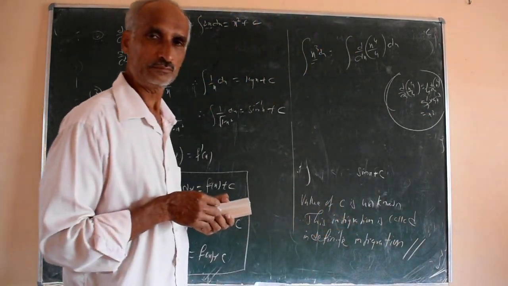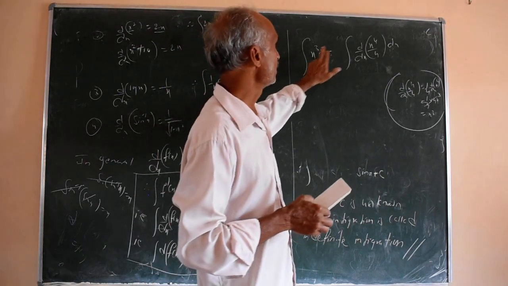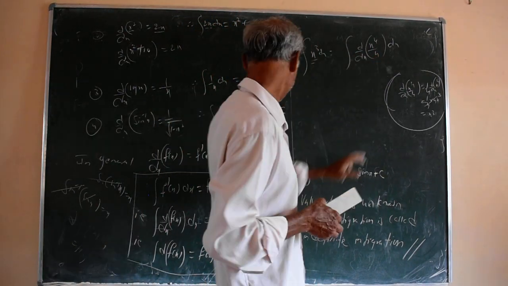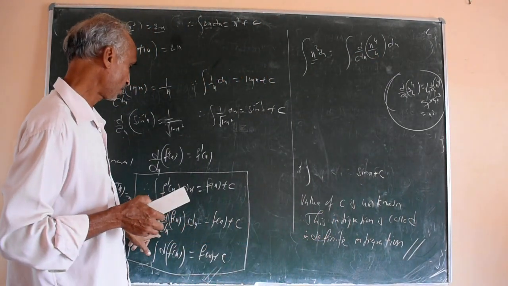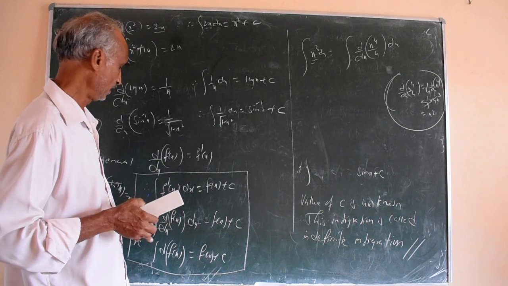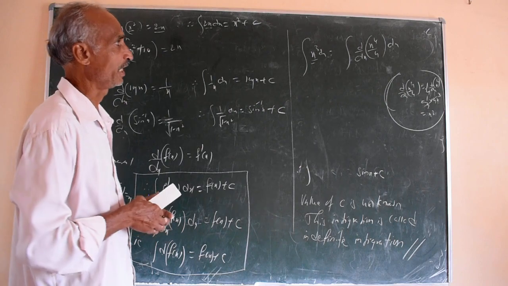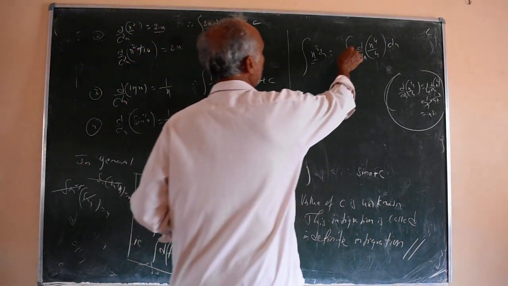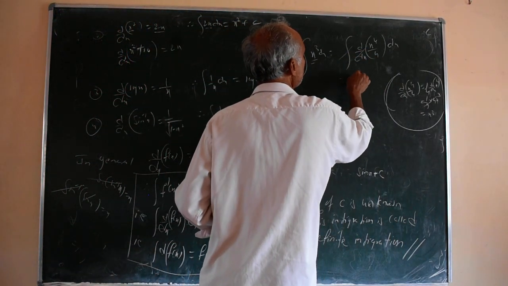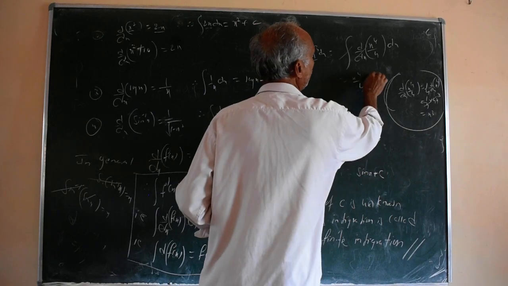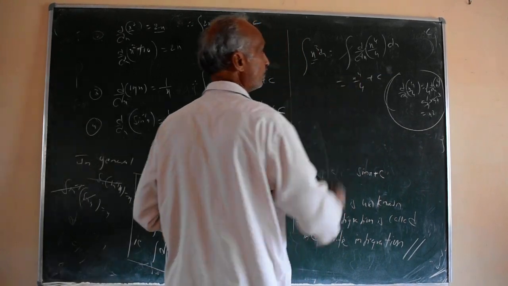Therefore, x cubed is written as d by dx of x raised to 4 upon 4. Now, look here: d by dx of the integration of f of x. Integration of d by dx of f of x, the d by dx and integration cancel each other. Simply what remains is the answer: x raised to 4 upon 4 plus the constant, which is always to be written.